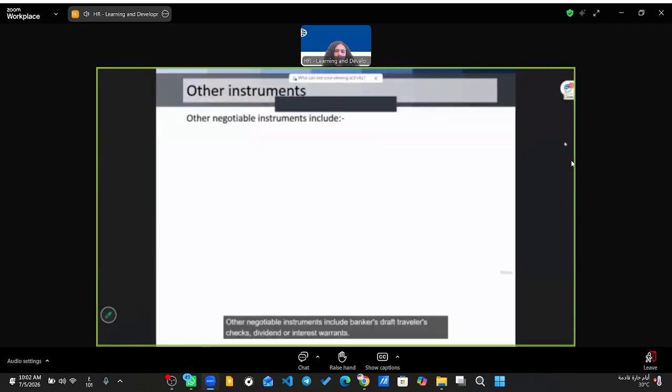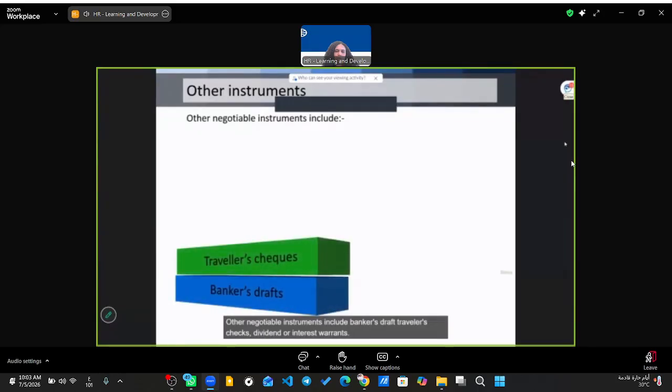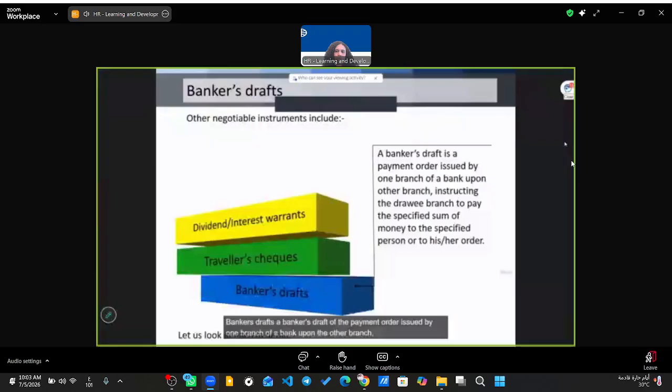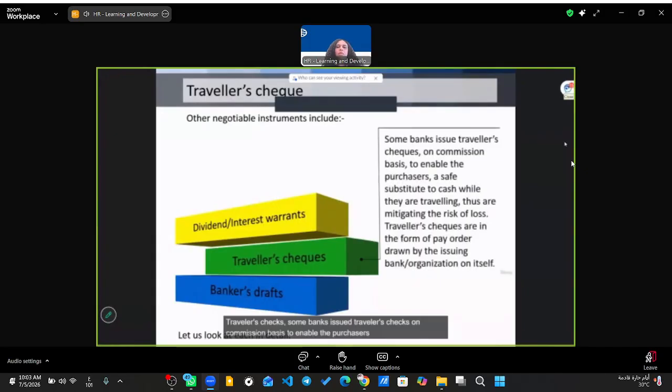Other negotiable instruments include banker's drafts, traveler's checks, dividend or interest warrants. Let's take a look at each of these in detail. Banker's drafts. A banker's draft is a payment order issued by one branch of a bank upon the other branch, instructing the drawee branch to pay the specified sum of money to the specified person or to his or her order. Traveler's checks. Some banks issue traveler's checks on commission basis to enable the purchasers a safe substitute to cash while they are traveling, thus mitigating the risk of loss. Traveler's checks are in the form of pay order drawn by the issuing bank or the organization on itself.